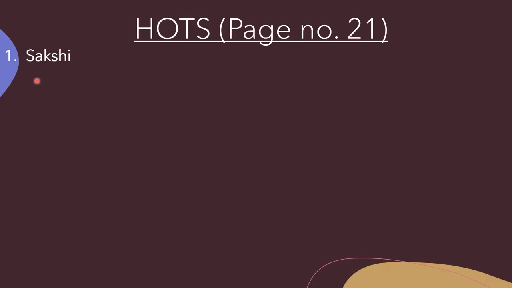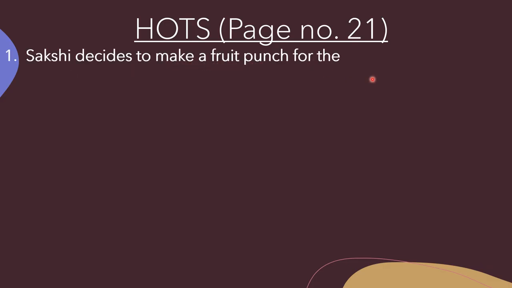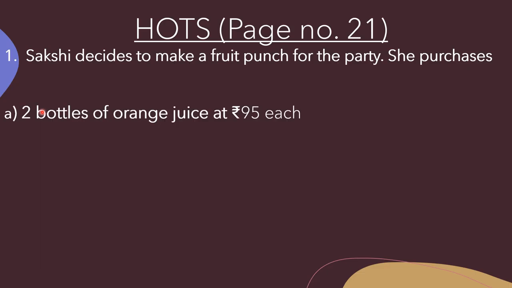Question number 1. Sakshi decides to make a fruit punch for the party. She purchases... साक्षी ने बेटा डिसाइड किया कि उसके घर में जो पार्टी है उसके लिए वो फ्रूट पंच बनाएगी. फ्रूट पंच मीन्स फलों का रस. Okay, so she purchases. उसने परचेज किया. क्या परचेज किया? Let's see.